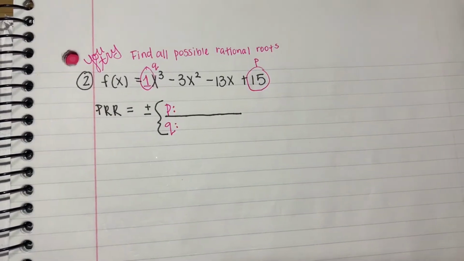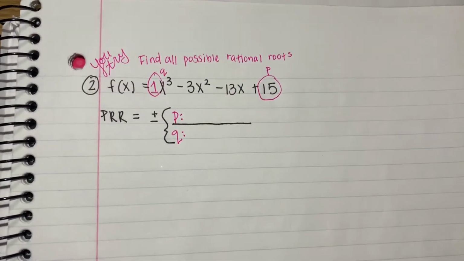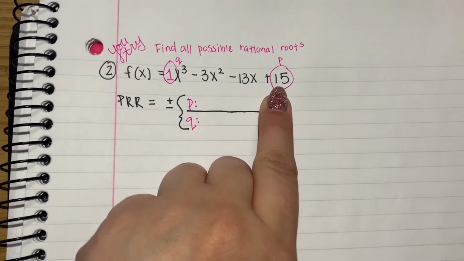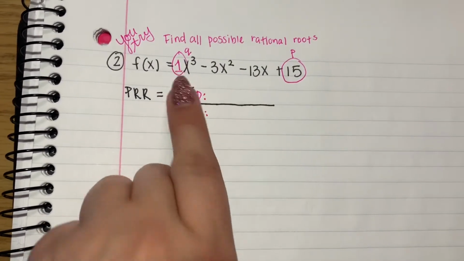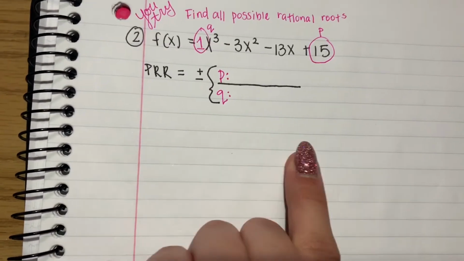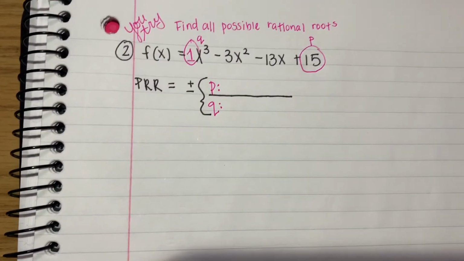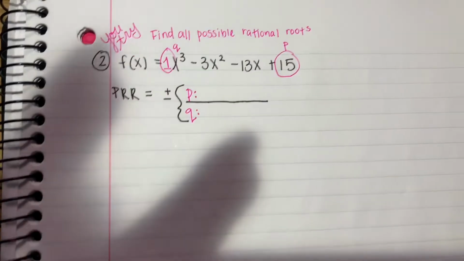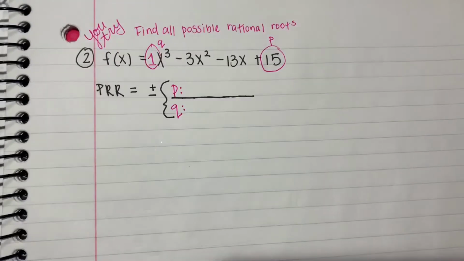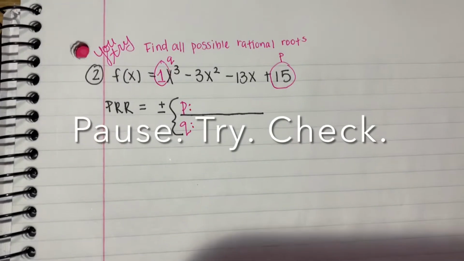So I want you to try this one on your own. First, I just want you to find all the possible rational roots, p over q. So the factors of the constant over the factors of the leading coefficient, and then you want to clean those up. Go ahead and pause the video here. Try this, come back when you're done to check.